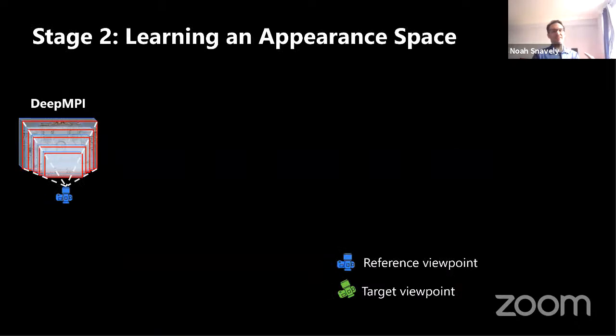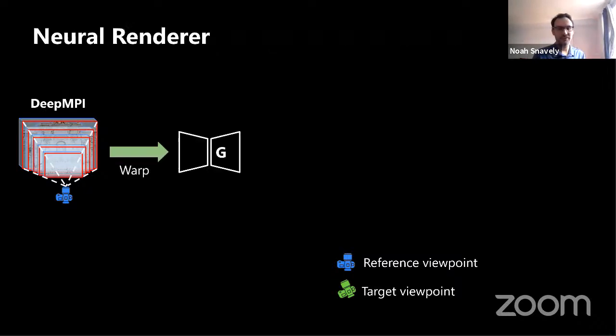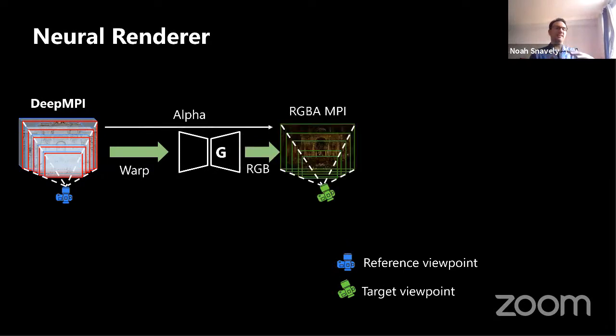Okay, once you have this MPI, you take the alpha channel solved from the first stage and augment it with these latent appearance vectors. So the idea is, we're going to learn this deep MPI that, if you warp it to a new viewpoint and then feed it through a decoder, you will then translate it into a normal MPI. So the decoder decodes from deep features to RGB values. You just copy over the alpha. The alpha is just always fixed in this process. The shape is assumed constant.